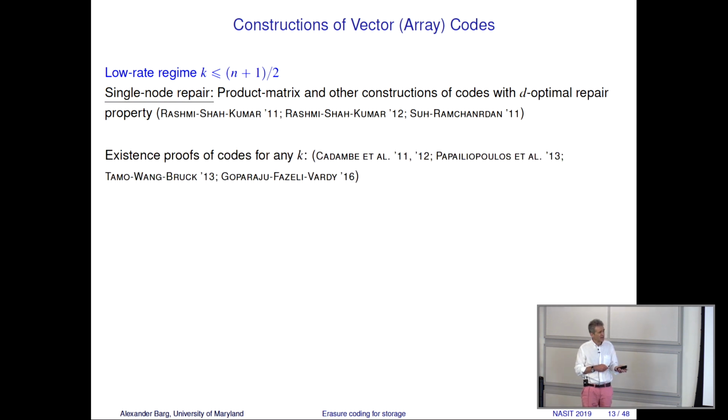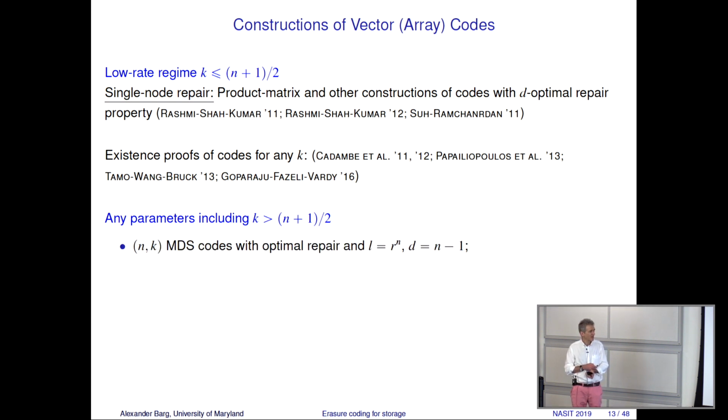For any case, there were existence proofs in a sequence of works, and then there was a construction for any parameters, including high rate, and that construction I'm going to discuss in slightly more detail because it is also somewhat related to this Reed-Solomon construction discussed previously. Not exactly, but there will be many commonalities. So we are constructing n,k MDS codes with optimal repair.